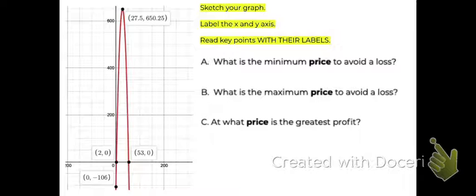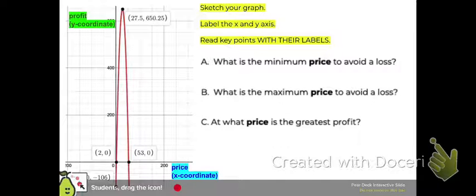Now, I am going to label. What I would do is I would sketch this on my paper where I've labeled my x-axis as the price and my y-axis as the profit. Now I can look at these points and read them and understand what they're saying. So (0, -106). This is saying at 0 price, my profit is negative $106. So when my price is 0, I have a loss of $106.